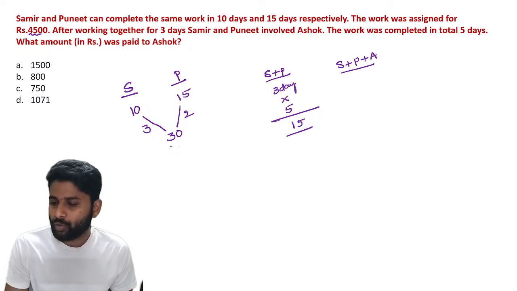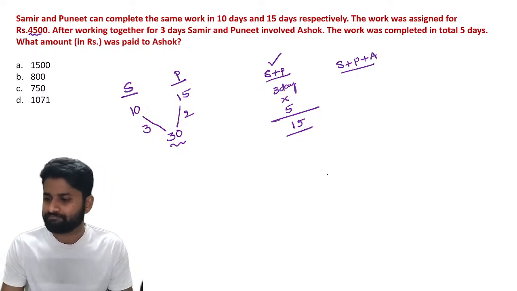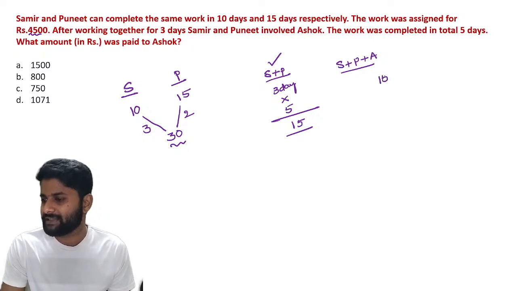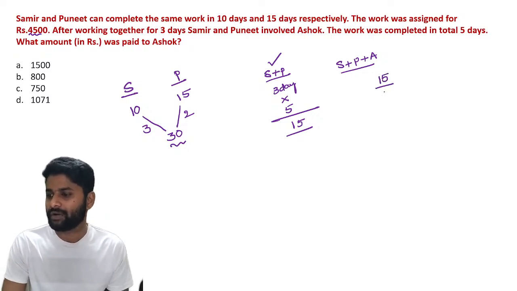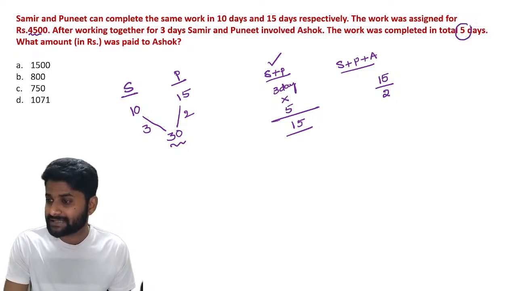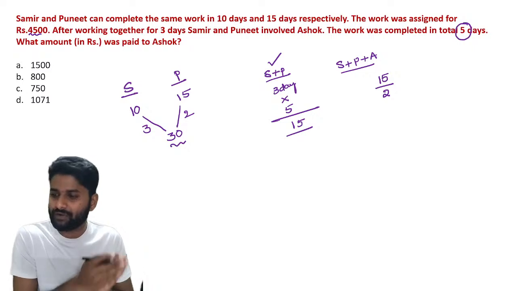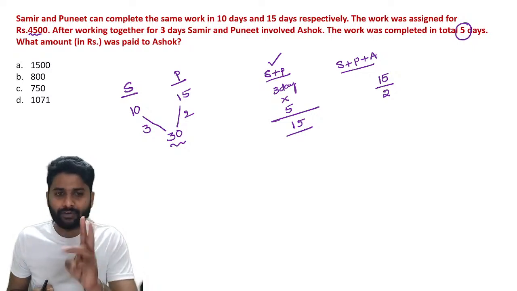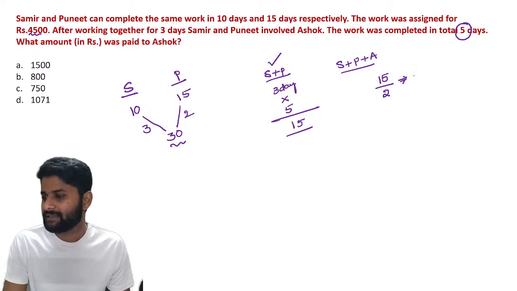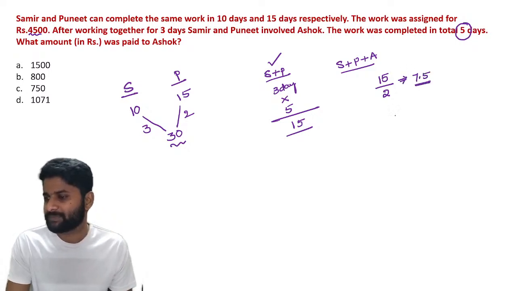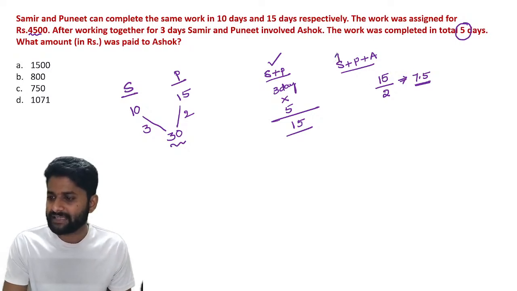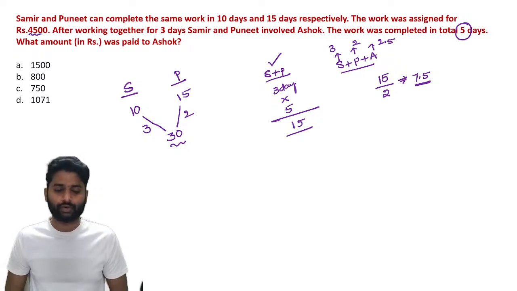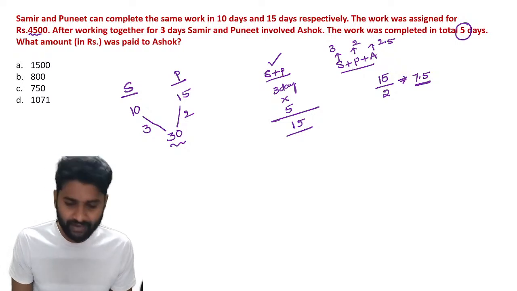It means out of 30 units, Samir and Puneet completed 15 units. How many units of work are left? 15. And these 15 units were completed by these three people in 2 days only. Why? Because total work is completed in 5 days, means S and P both worked for 3 days and the remaining three people worked for 2 days. It means per day they will complete 7.5 units. Let's take the efficiency. S efficiency is 3 units, P efficiency is 2 units, A efficiency is 2.5 units. Then the total contribution of every day is 7.5 units.